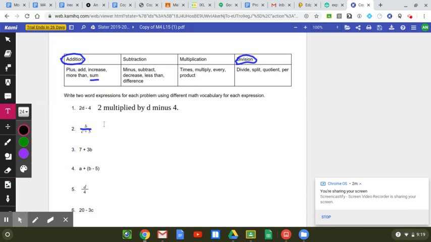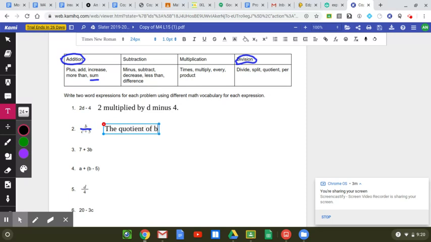So one example I could do is the quotient of B and the sum of C and 5. Actually, I could use plus. So that one's a little tricky. Do your best with it. Again, you want to be choosing one word from the division column, and then you definitely want to be using the word sum here for the addition column.